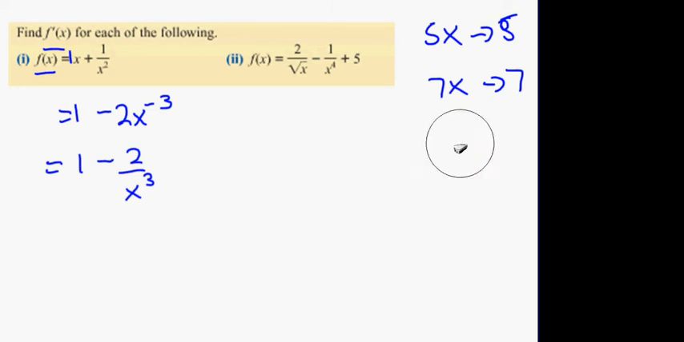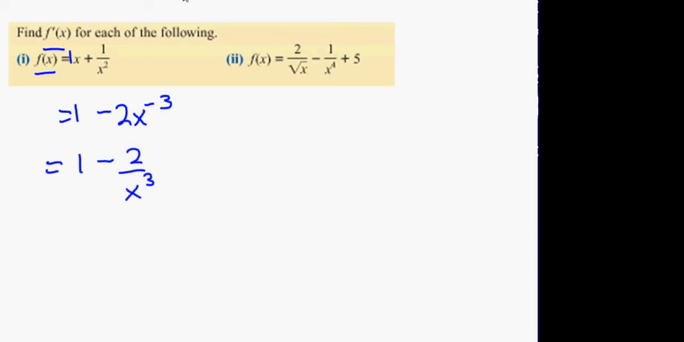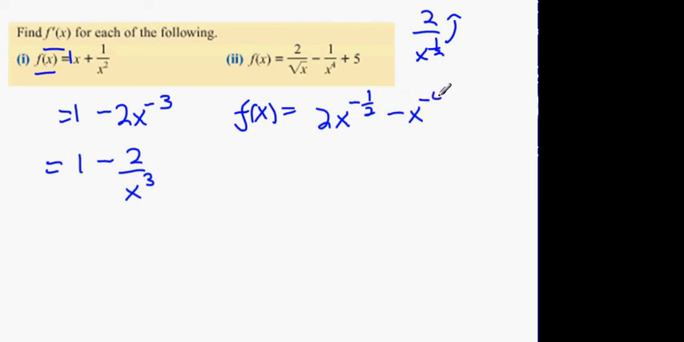Now, the next one is f of x. And what you're going to see here is I'm going to do a couple of rearrangements. The first one is 2 over x to the half. Bring the x to the half to the top. It's going to be 2x to the minus a half. Notice I haven't differentiated yet. I'm just giving it a makeover. This one here is going to be minus x to the minus 4 and plus 5. Now, and only now, am I differentiating. There's no differentiating done yet.